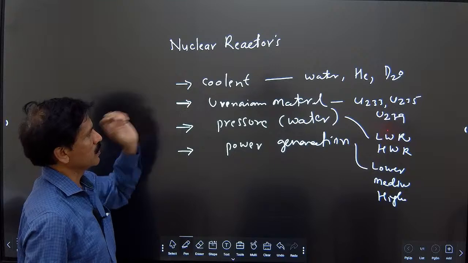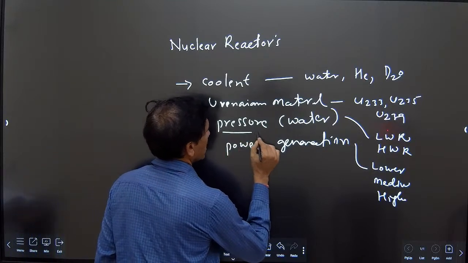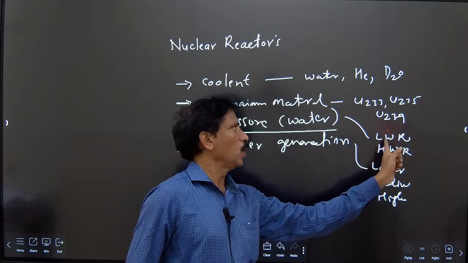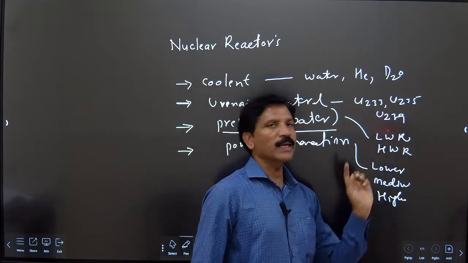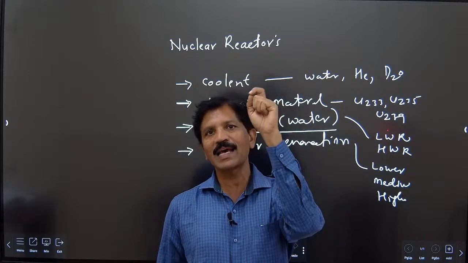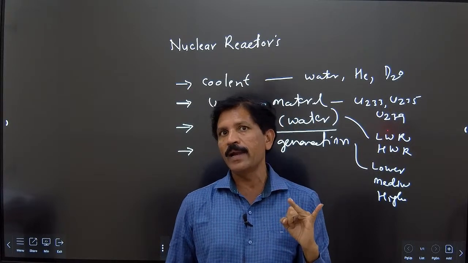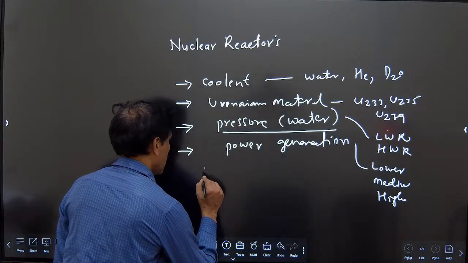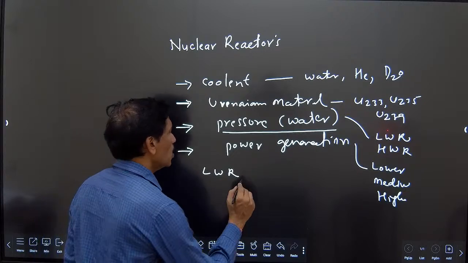So, that is the nuclear classification. Now here in our syllabus only the water pressure classification is needed. There are two classifications, low water and heavy water. This low water is classified into two more classifications: the pressure water reactor and the boiler water reactor. LWR, low water reactor, is classified into two categories.